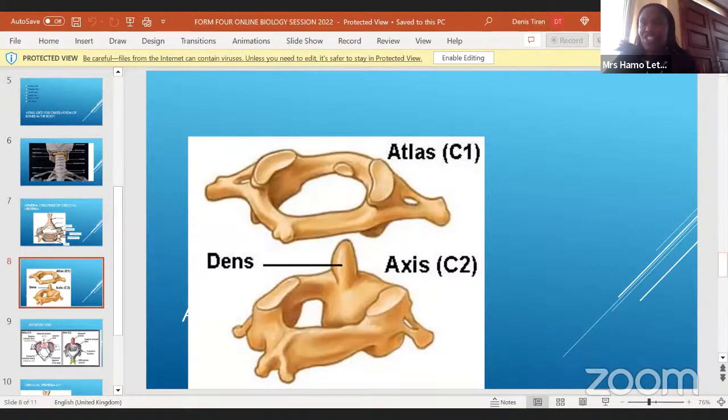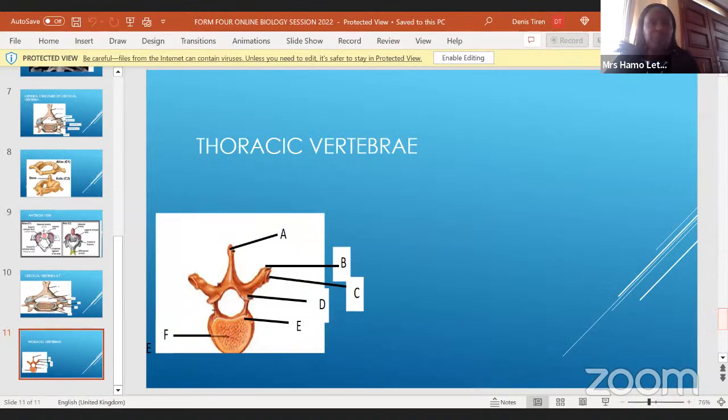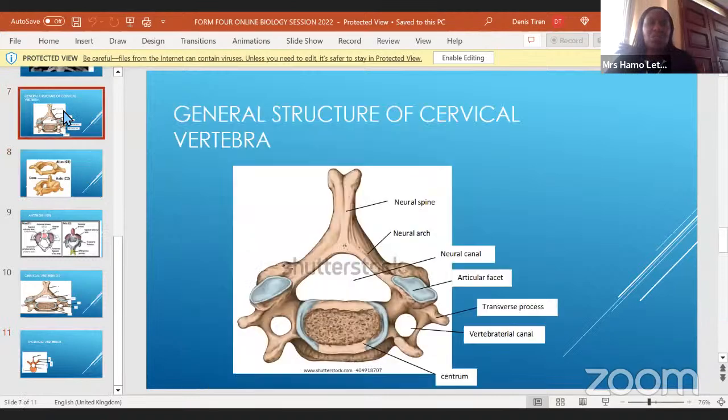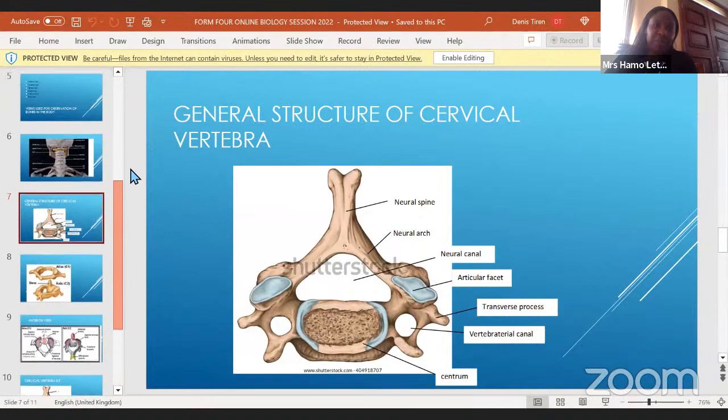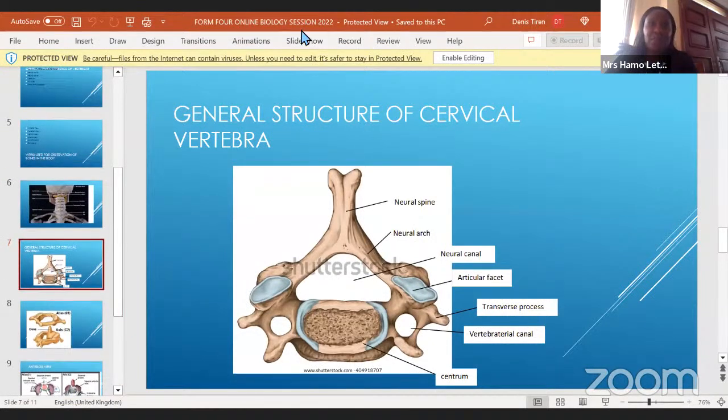I don't know who is who. Cervical vertebra. General characteristics of the vertebra. Matiru. Albert. He has disappeared. A volunteer, please.